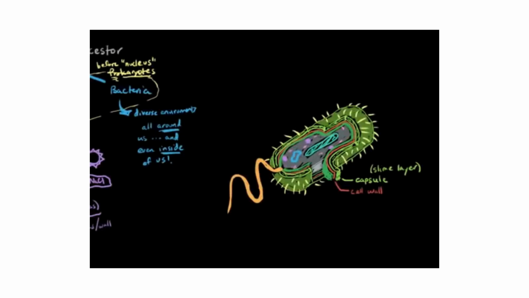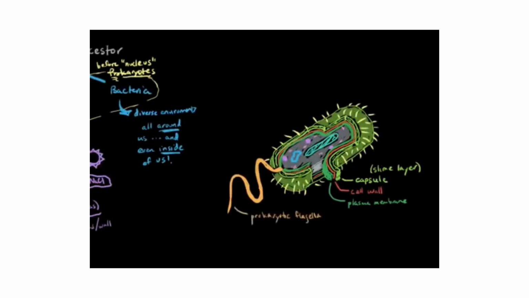Underneath this capsule or slime layer is the cell wall. We're not going to go into this right now, but this is different for gram-positive or gram-negative bacteria. Underneath that cell wall is the plasma membrane. And that's something you're familiar with because it's just a lipid bilayer. Now there are only two things left on the outside of the cell that we haven't talked about yet.